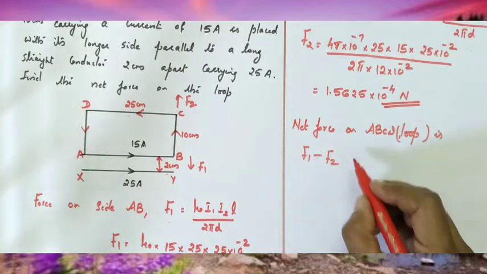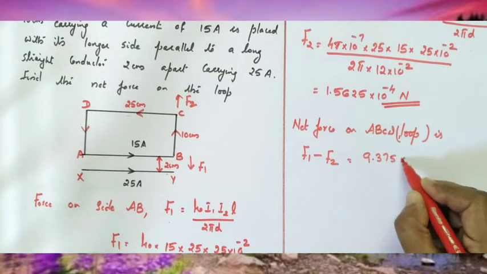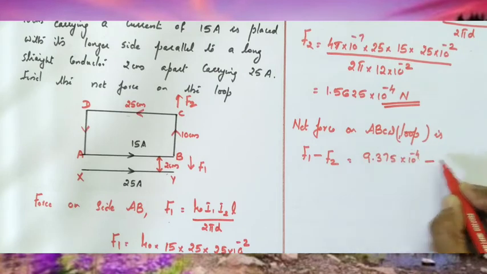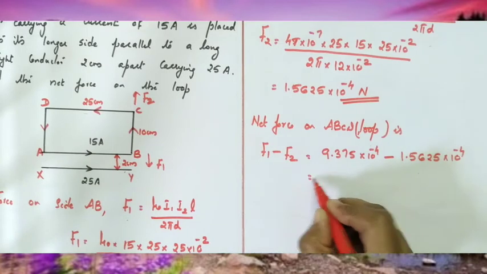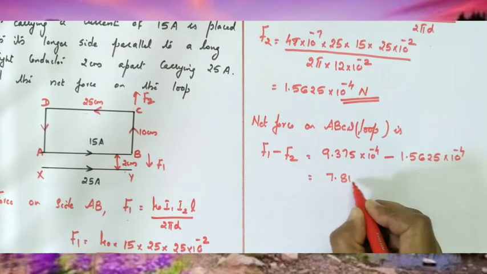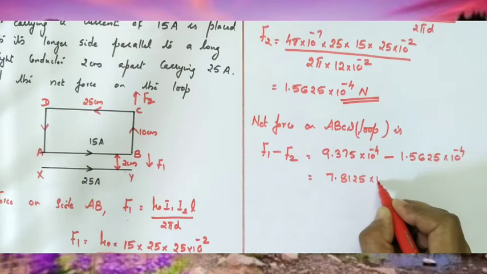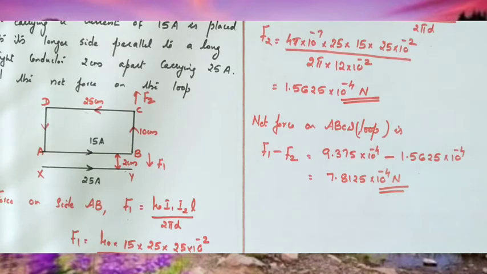the opposite direction, is equal to, we can subtract 9.375 into 10 raised to minus 4 minus 1.5625 into 10 raised to minus 4, and its value is 7.8125 into 10 raised to minus 4 Newton. So this is the net force acting on the loop.